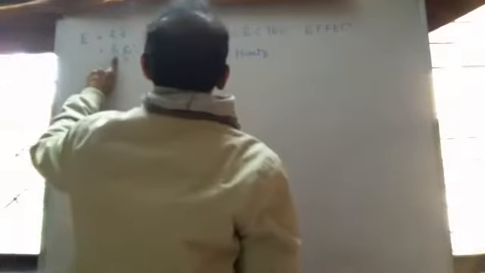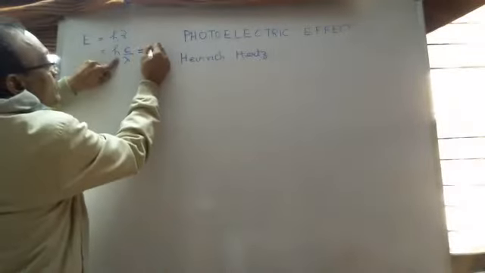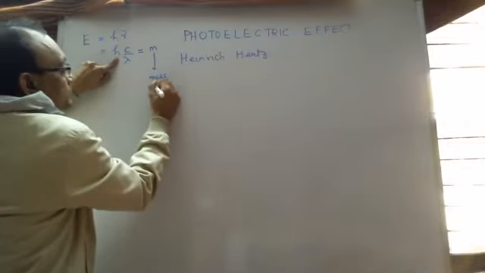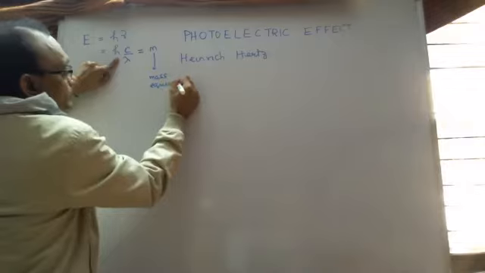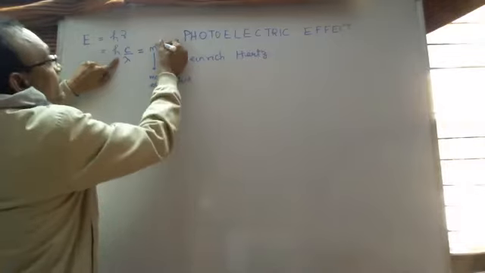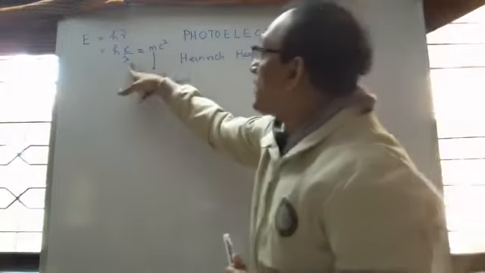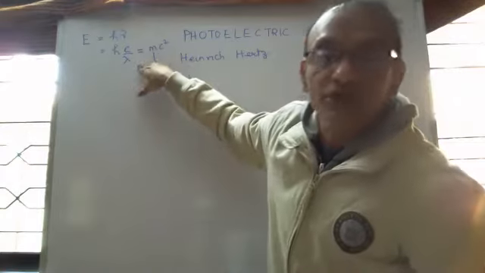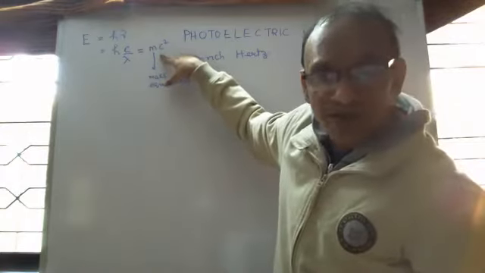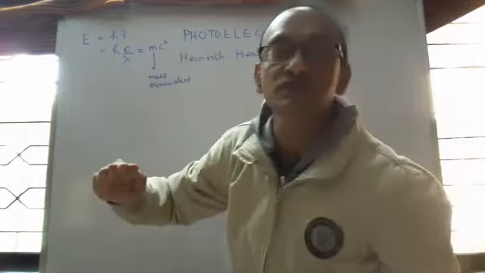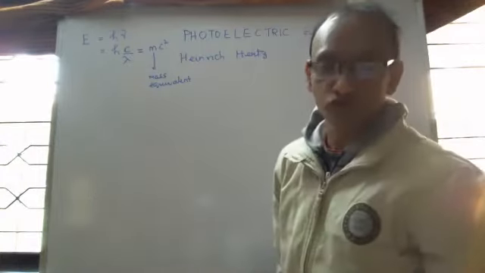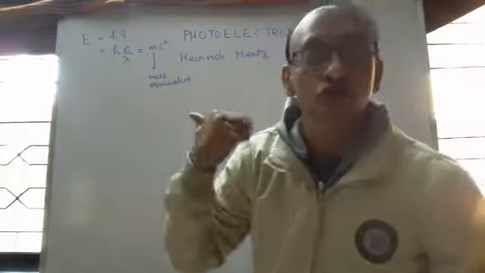E is the energy of a photon. And if m is the mass equivalent of a photon, then E is mc squared, where c is the velocity of light. Then this amount of energy is equivalent to this amount of mass, where m is the mass equivalent of a photon. c is the velocity of the photon, the velocity of the wave.